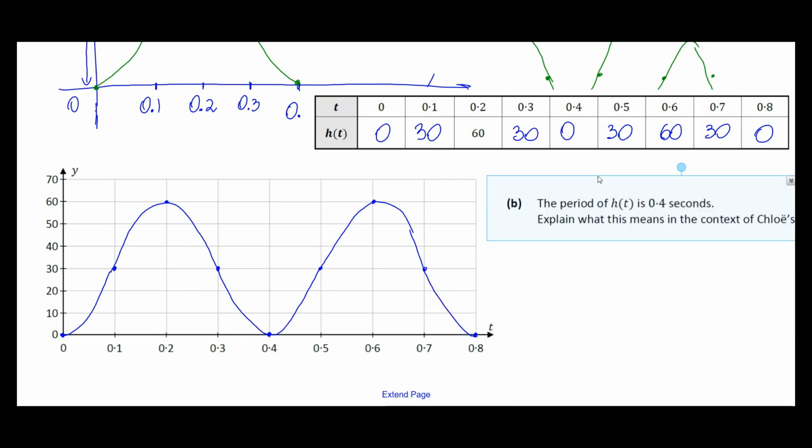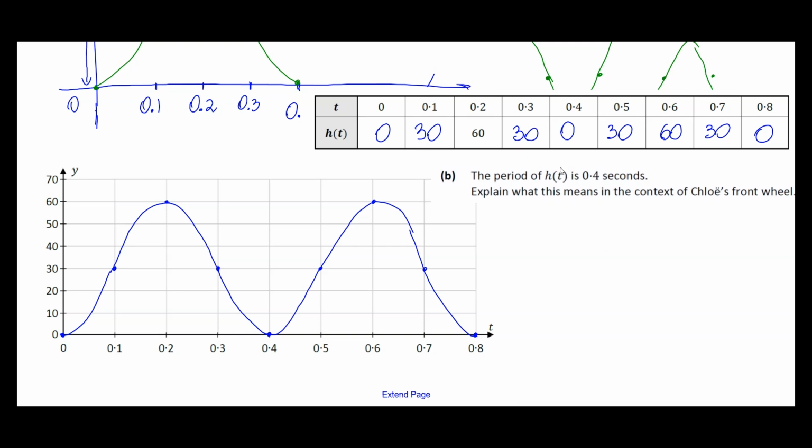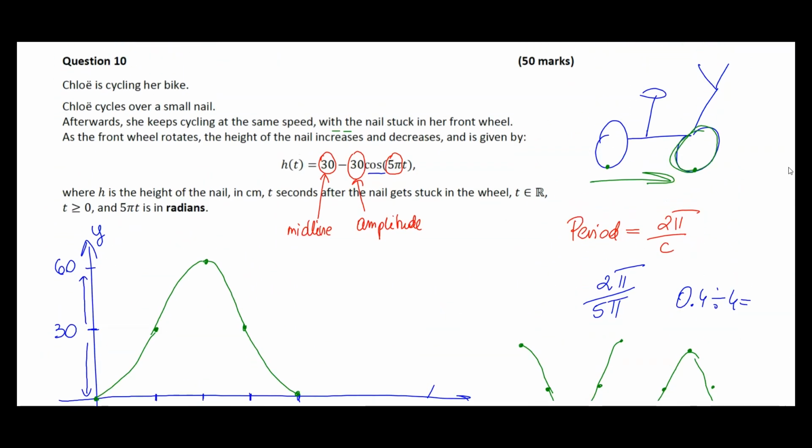Now, the next part is saying the period of this function is 0.4 seconds because it keeps repeating every 0.4 seconds. Explain what that means in the context of Chloe's front wheel. So what happened? What is this function about? This is where she gets the nail, and the nail goes up, and then it goes down again. Why? Because let's go back to our famous bicycle. It goes up and then it goes down, isn't it? And how long does it take? 0.4. Because within 0.4 of a second, the full rotation of the wheel will happen. And that's what it means in the context of this question.